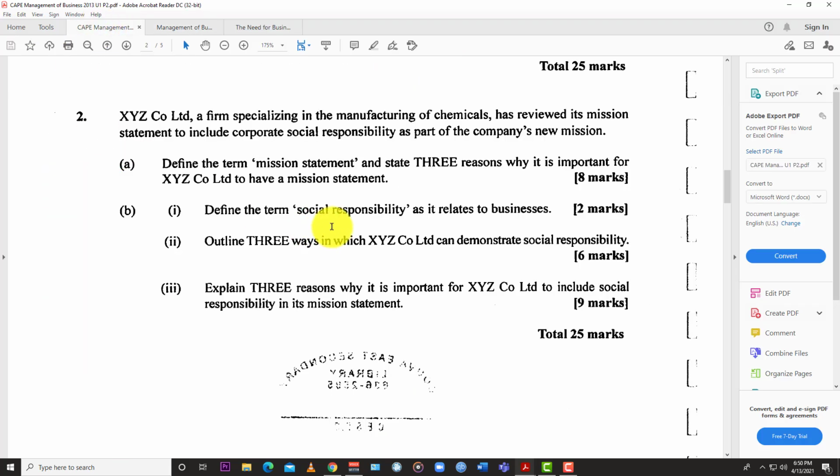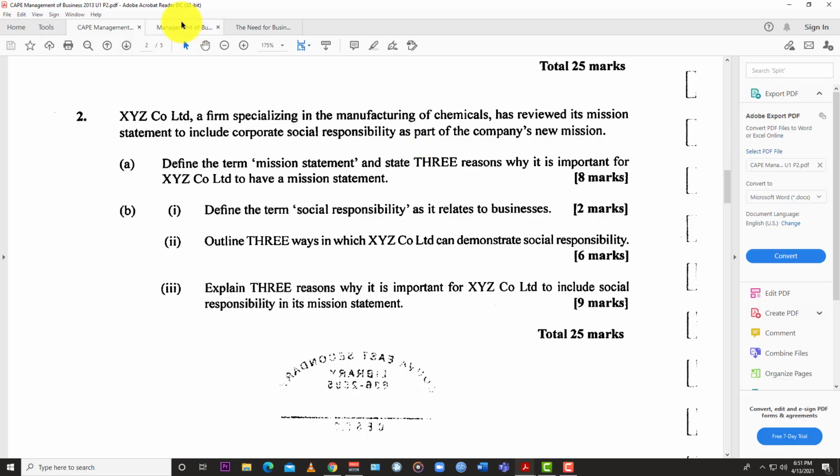Then part 2 asks, state 3 reasons why it is important for XYZ Company Limited to have a mission statement. Like I said, we could freestyle it, but we're going to look at the book so that you can follow along. In the book, they outline some reasons why it is important for this company to have a mission statement. And you see, in this one, I said state. When I say state, we're not talking about a whole epistle. You just have to state one or two lines, and that's it.